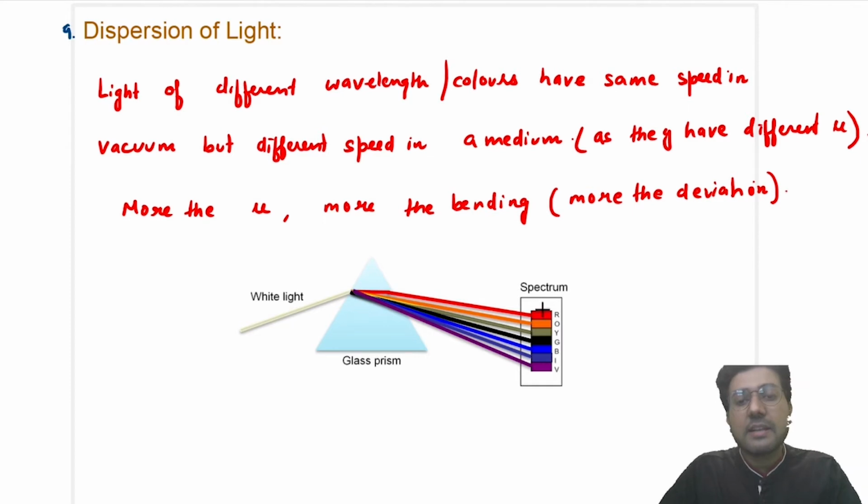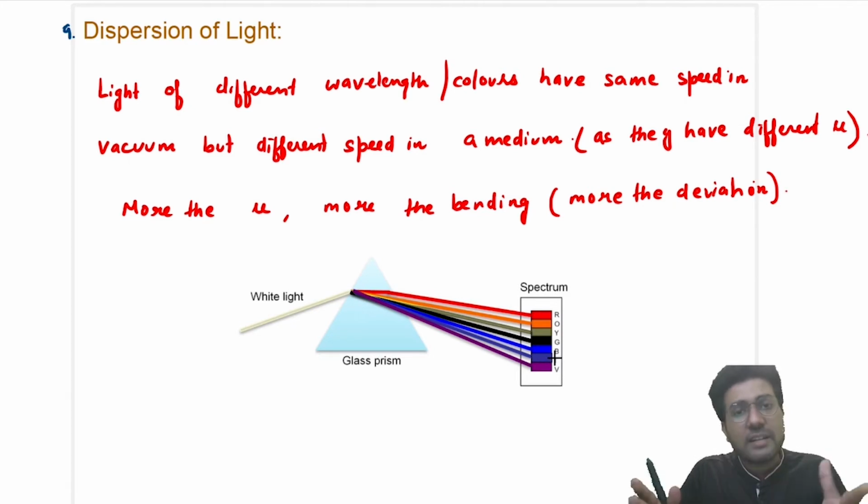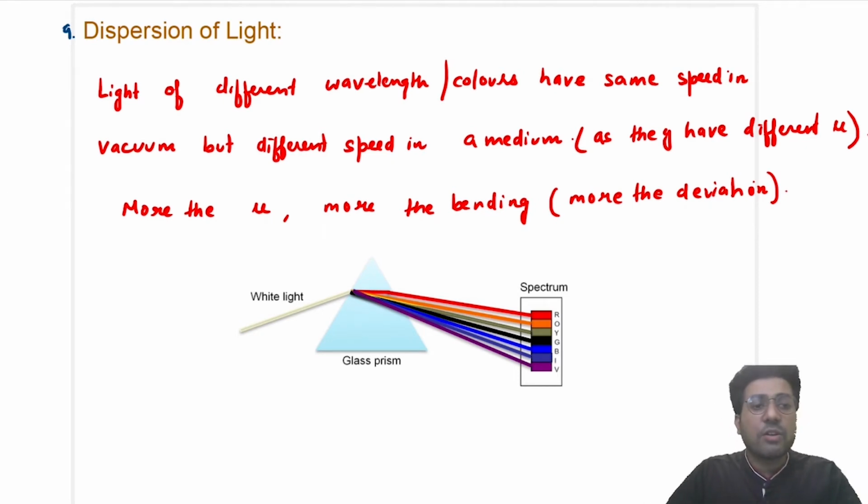That is why the spectrum always has violet light at the bottom for a single prism and red light at the top. This process of splitting of light is called dispersion. Why is the light getting split? Because of Cauchy's relation that we have studied: the speed of light is the same in vacuum for all colors but different in a medium, that is, the refractive index is different for different colors in a medium. So this is the cause of dispersion of light.